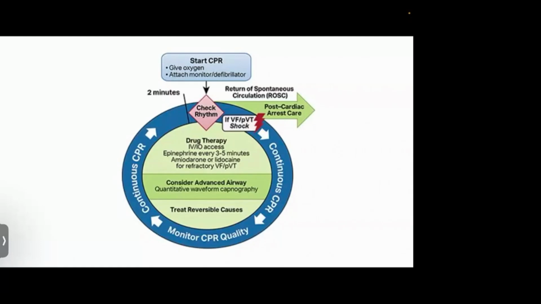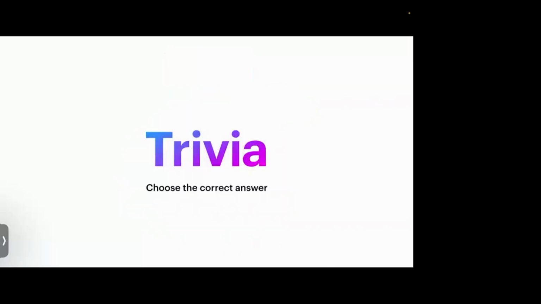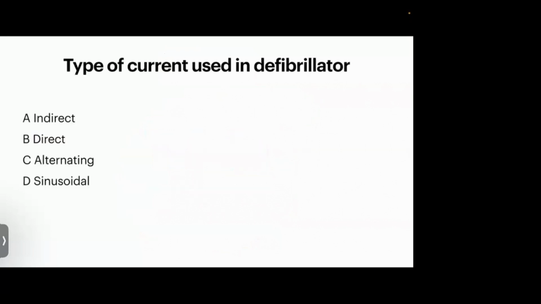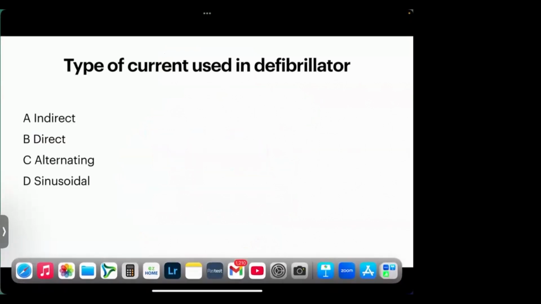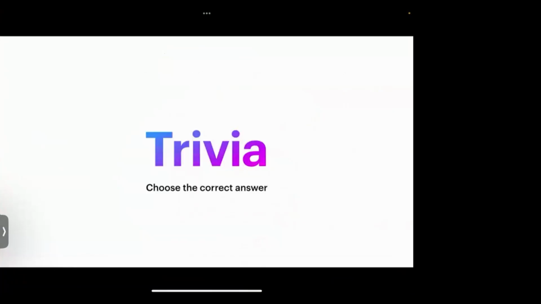So that is what the basics of defibrillation and cardioversion are. This is how it goes. Now, if you are interested, we'll go further and do some trivia. You're all free to unmute yourself if you feel free to answer.